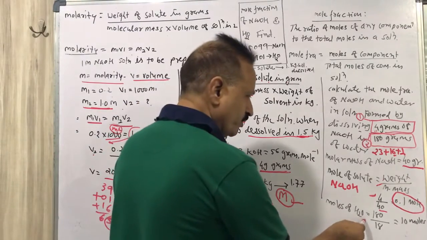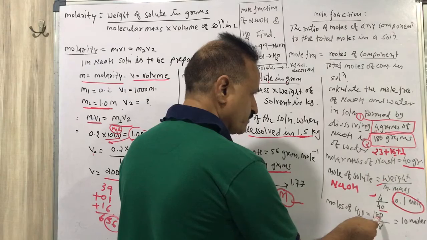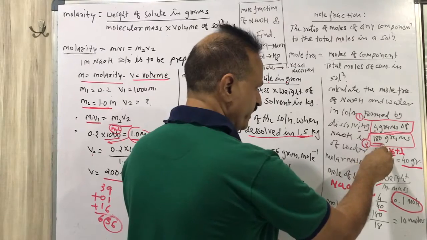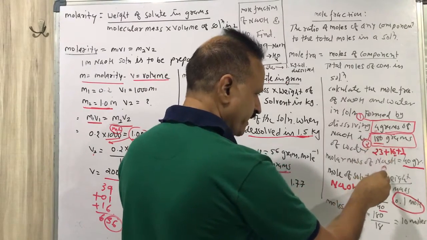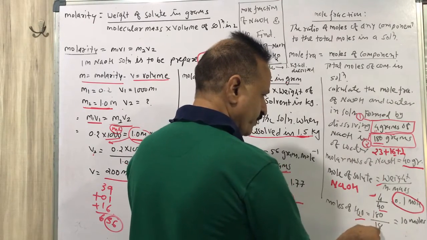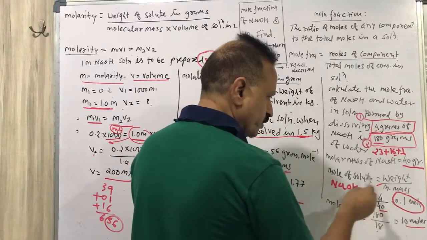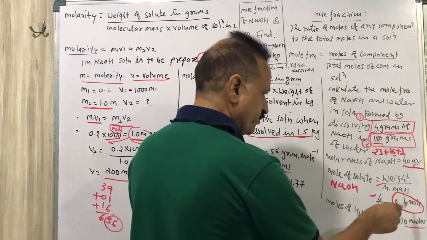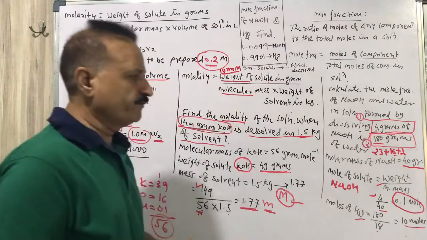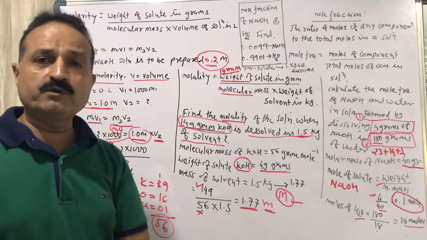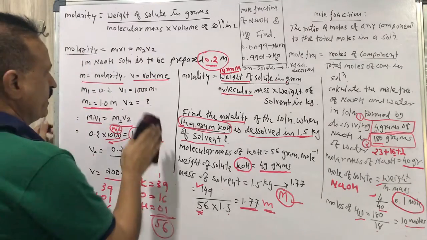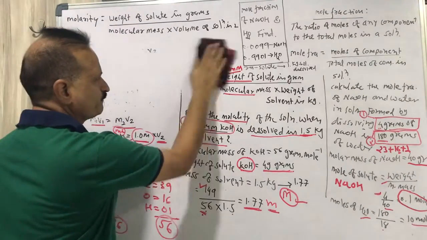Moles of H2O, you are given the weight. H2O is 180 grams. And molecular mass of H2O is 18. So 180 upon 18 will be 10 moles. So total mole will be 10 moles plus 0.1 mole. Total mole will be 10.1 mole. Then we will find out the mole fraction. Let's calculate the mole fraction of NaOH and mole fraction of H2O.